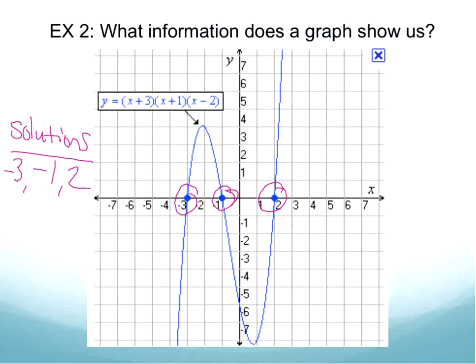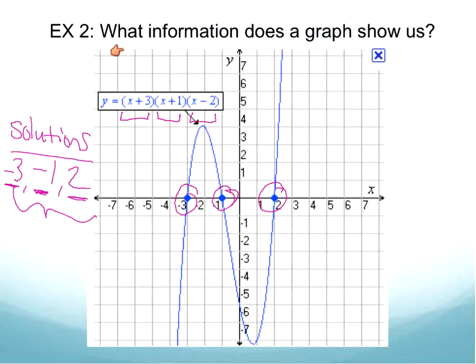Okay, so once you have your solutions, you can take your solutions and write them as factors. So the -3 becomes my x plus 3. My -1 becomes my x plus 1. And the 2 becomes my x minus 2. So I just want to make sure that you guys are really comfortable going back and forth between solutions and factors. Any questions about that?